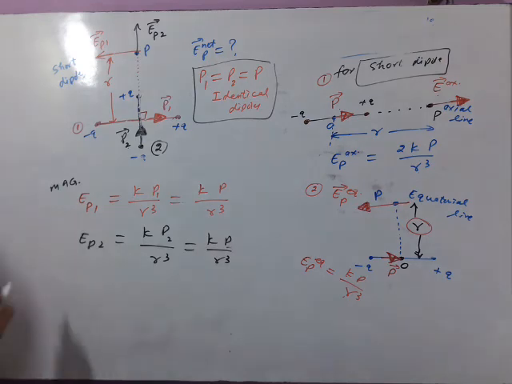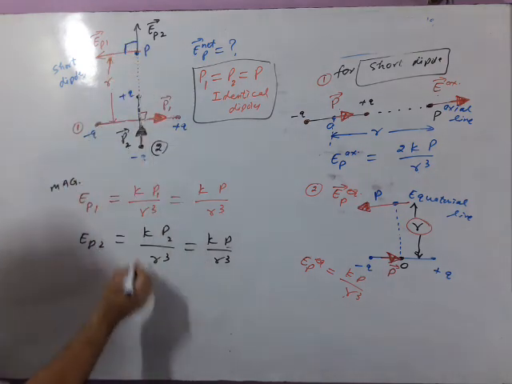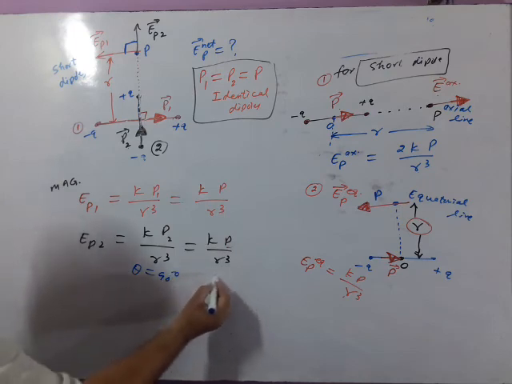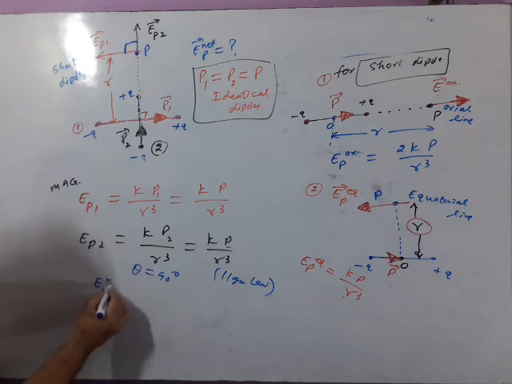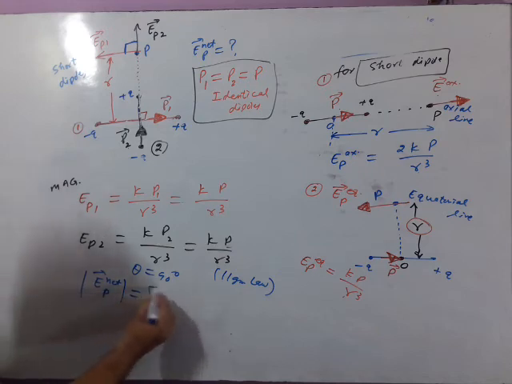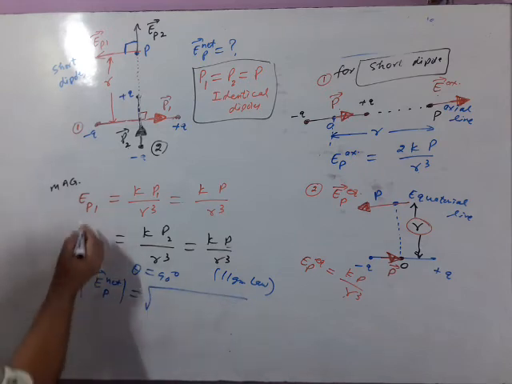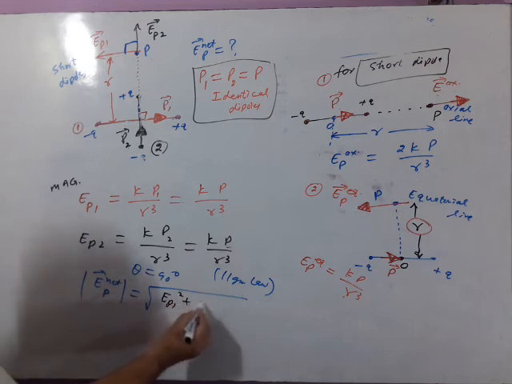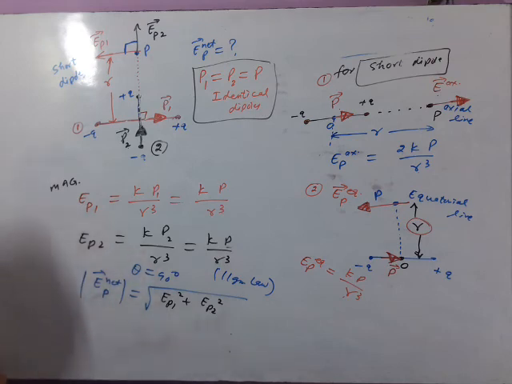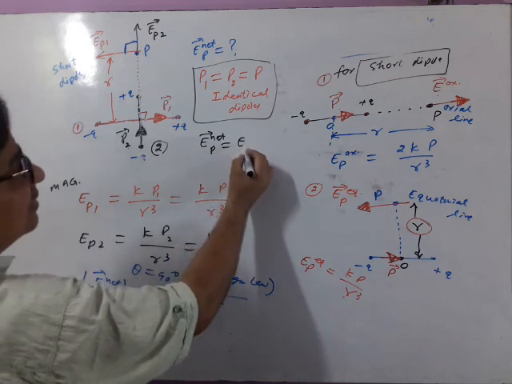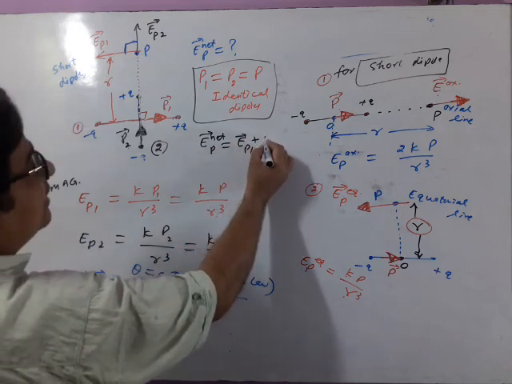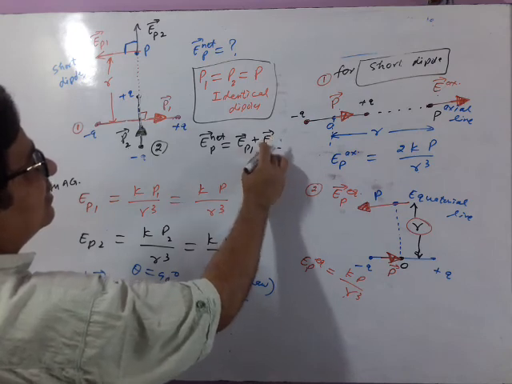Now, you see, these two vectors are perpendicular to each other. Now, from the parallelogram law, you may write the resultant, the magnitude of the net electric field at P for these two identical dipoles: under the root, EP1 square plus EP2 square plus 2 EP1 EP2 cos 90. Now focus, why are we applying the parallelogram law? Because electric field is a vector quantity. You have learned in previous lectures. I am reminding you, this is EP1 vector plus EP2.